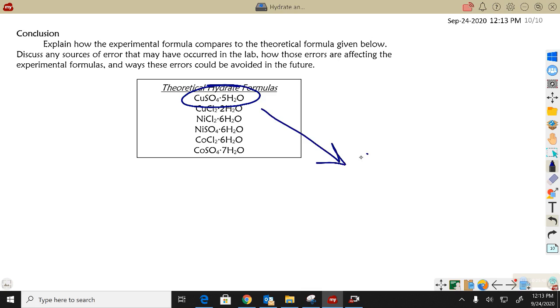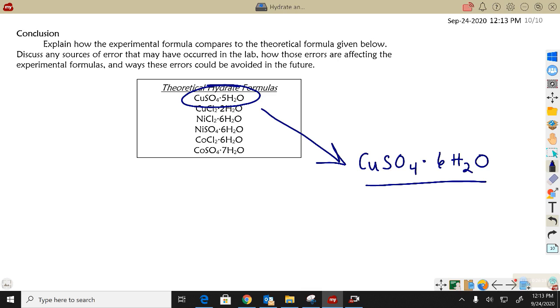Now, if you didn't get 5 waters, maybe you're kind of like us and we got too much. So ours was like copper sulfate hexahydrate. Okay, so it looked as though we had too much water. That's impossible. And the real structure of this solid is that there are 5 waters embedded amongst the copper sulfate. It's really 5.